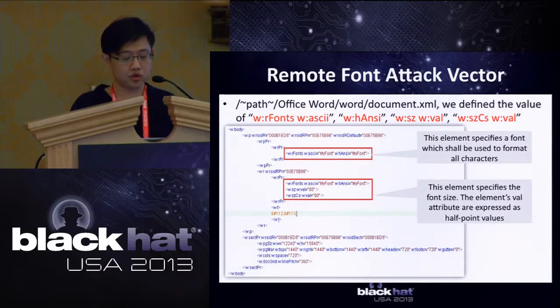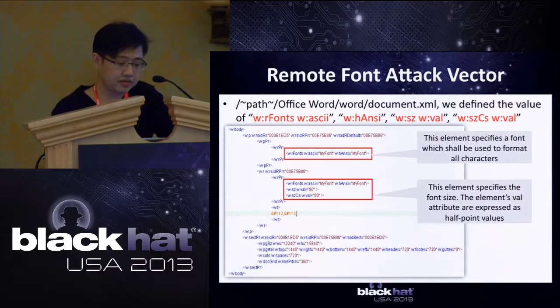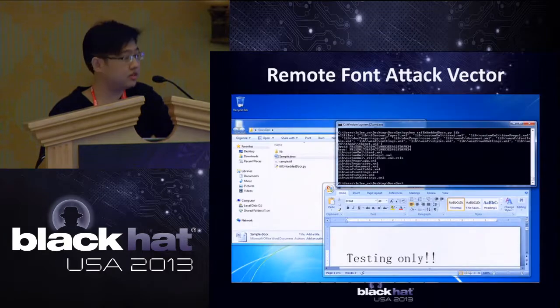And inside the document.xml, we can define the font name in the w:rFonts and w:ascii element. We also need to define the font size at the w:sz and w:szCs element, and font size in the document.xml is expressed as a half-point value, where value 80 in this case equals font size 40. And for this research, we also came up with a simple script to simplify the process of embedding the TTF in a docx document.